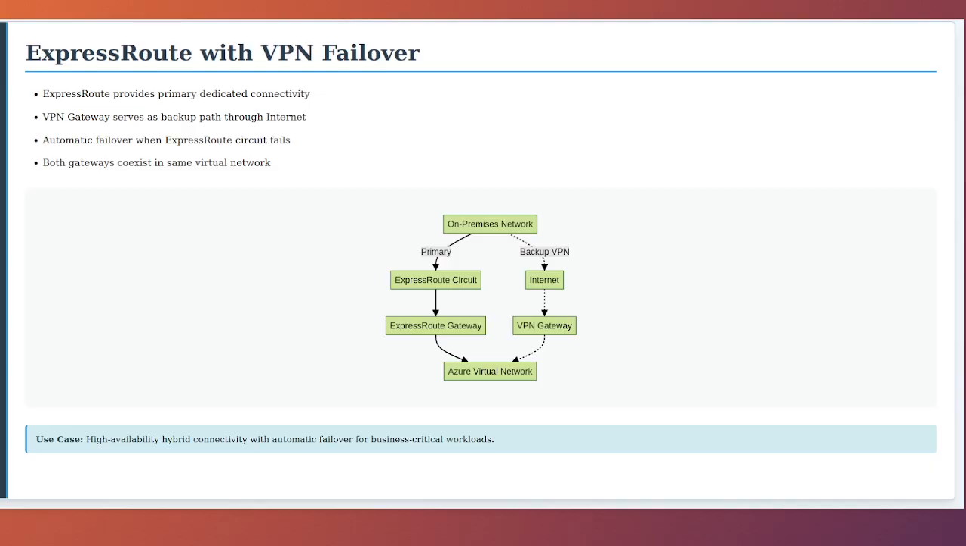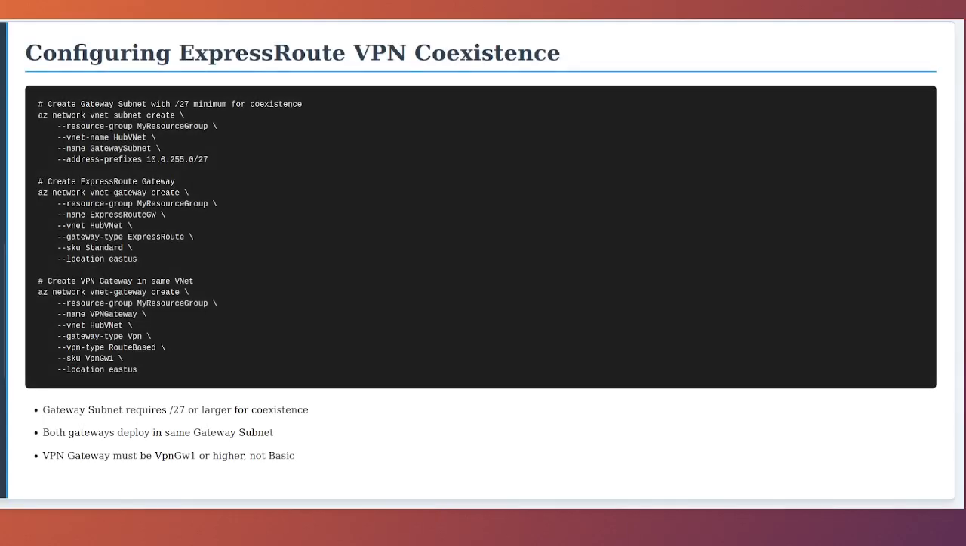ExpressRoute circuits range from 50 megabits per second to 100 gigabits per second, depending on the peering location and circuit SKU. Your VPN gateway should be sized to handle at least critical production traffic during failover. While a VPN GW5 supports up to 10 gigabits per second, this is still far less than higher ExpressRoute bandwidths. So, you may need to prioritize which applications receive bandwidth during failover scenarios. Additionally, the VPN connection will experience higher latency than ExpressRoute, since traffic routes through the public internet rather than private circuits.